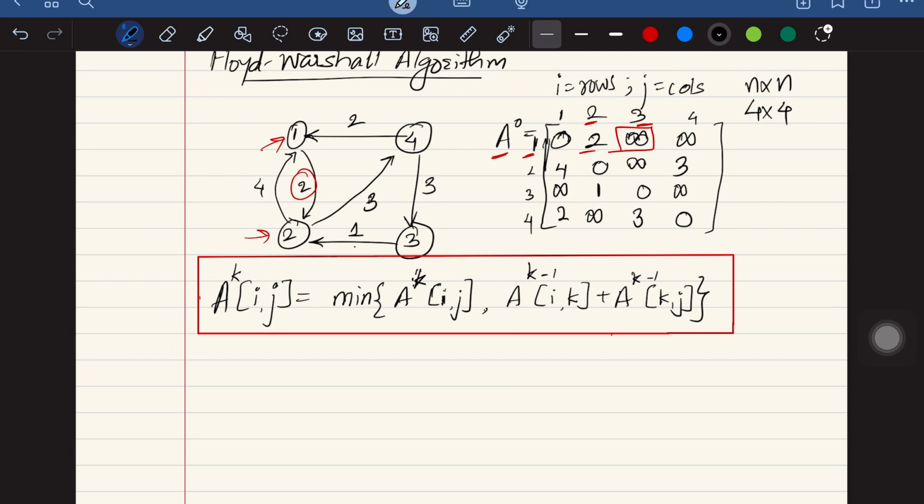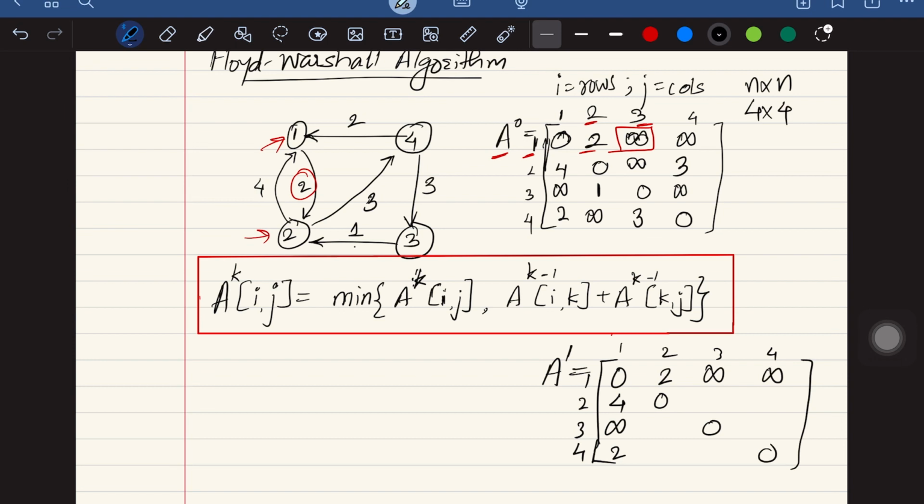Since this was A0, we make A1, which is again going to be a 4 cross 4 matrix. When we do so, from the previous matrix, since this is row 1, we are going to copy whatever we had in the first row and the first column from the previous matrix. So in this case, it's going to be 0, 2, infinity, infinity, 4, 8, 4, infinity, and 2. Okay, and that is our rows and these are our columns. Since we know there are no loops, our diagonal elements are going to be 0.